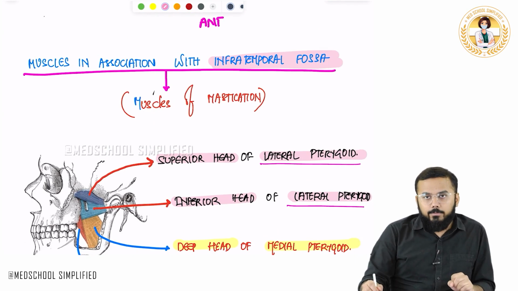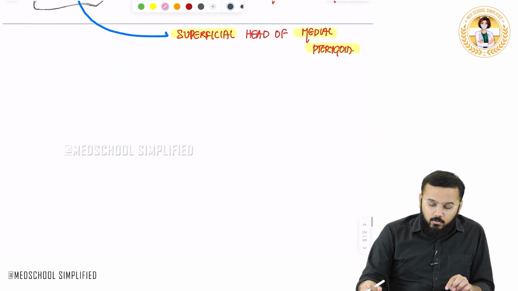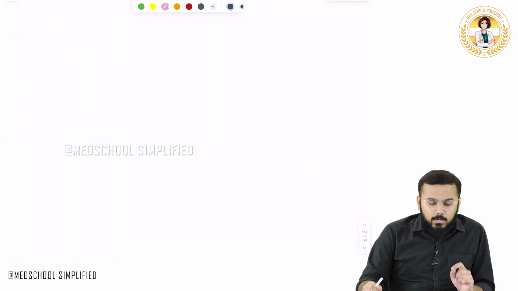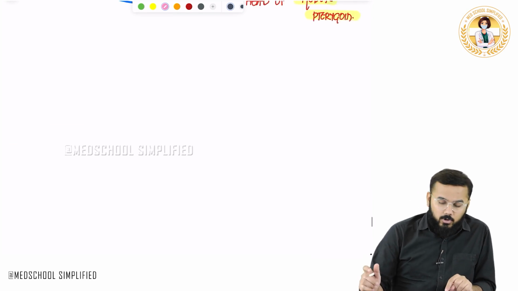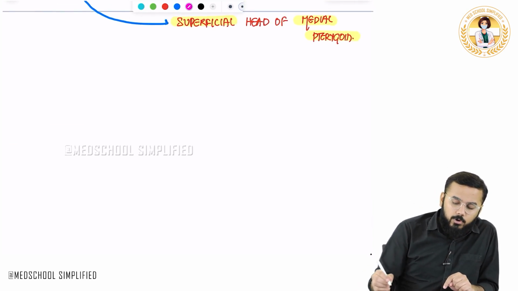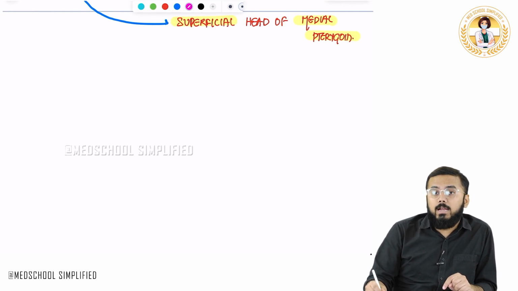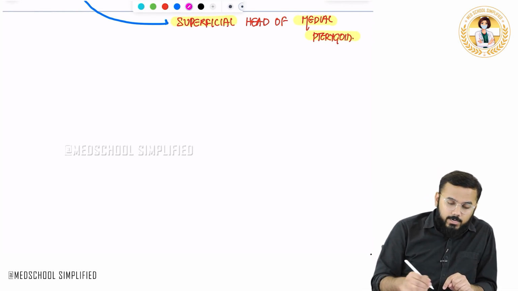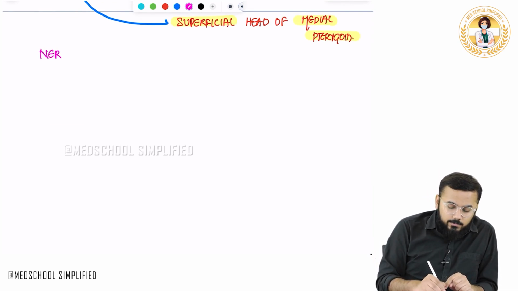Clear? Right? Now what we will discuss is the contents. What are the nerves that are passing through this infratemporal fossa? Why is this infratemporal fossa important? Because we have some very important nerves and arteries. So let us discuss what are the nerves that are passing through this infratemporal fossa.